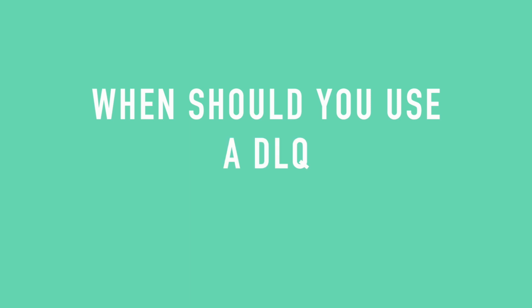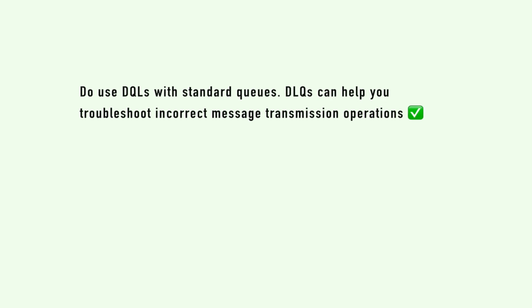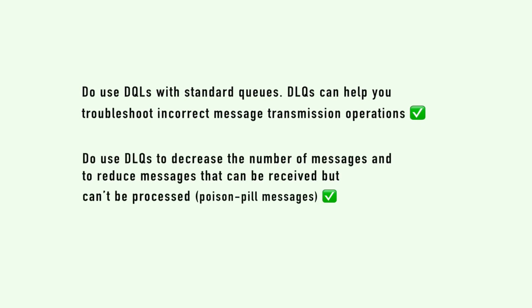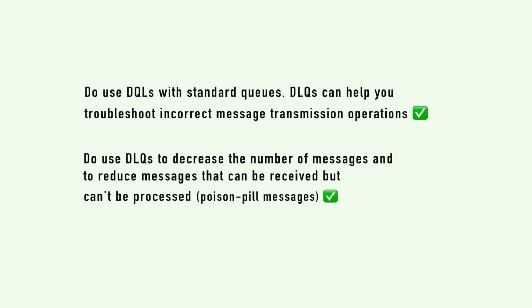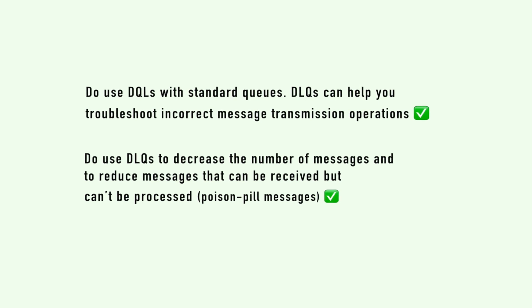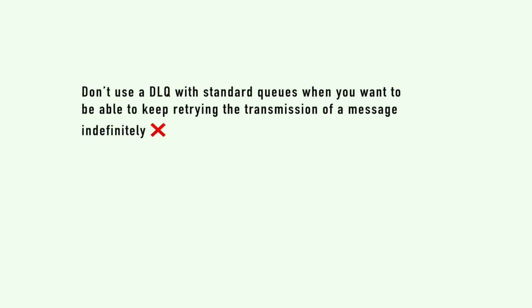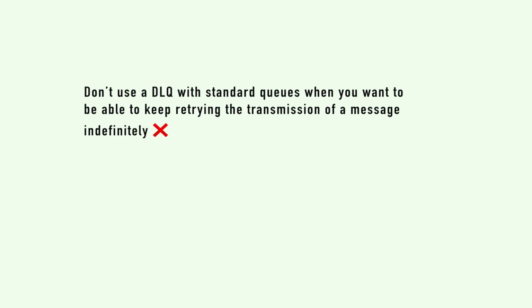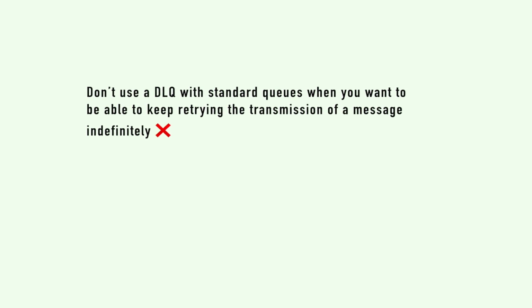So when should you use a dead letter queue with the SQS service? Do use a dead letter queue with standard queues. You can always take advantage of DLQs when your application doesn't depend on ordering. DLQs can help you troubleshoot messaging operations. Do use a dead letter queue also to decrease the number of messages and to reduce the possibility of exposing your system to poison pill messages, which are messages that can be received but can't be processed by your consumer. Don't use a dead letter queue with standard queues when you want to keep retrying the transmission of the message. For example, don't use a DLQ if your program must wait for a dependent process to become active or available.